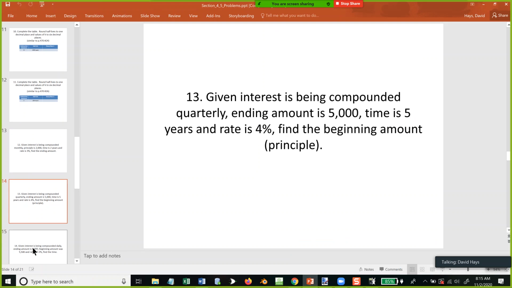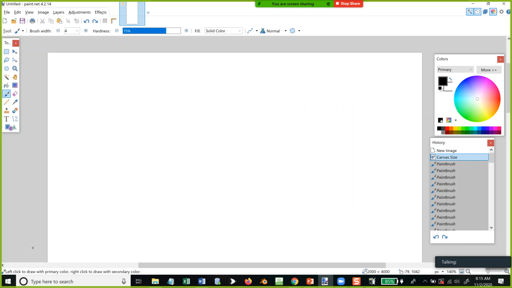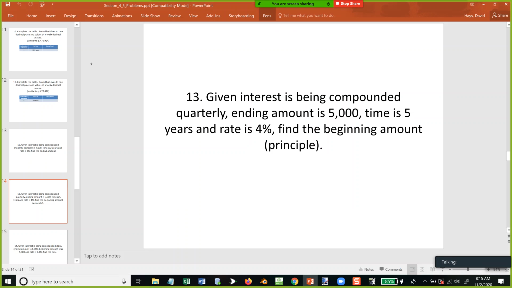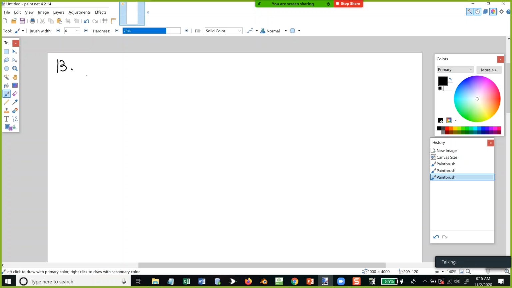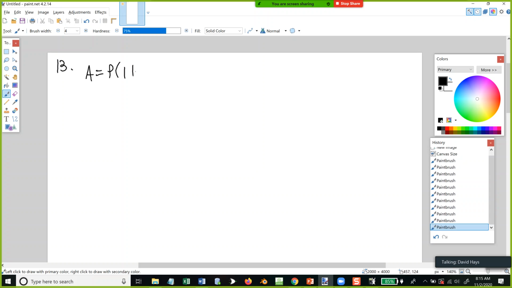Okay, number 13. Nowhere do I see the word continuous. Your first reading on these compound interest problems should be to see if you see the word continuous. So that means we're going to use A equals P times (1 plus r over n) to the nt power. So now I read it closer and identify what's given.